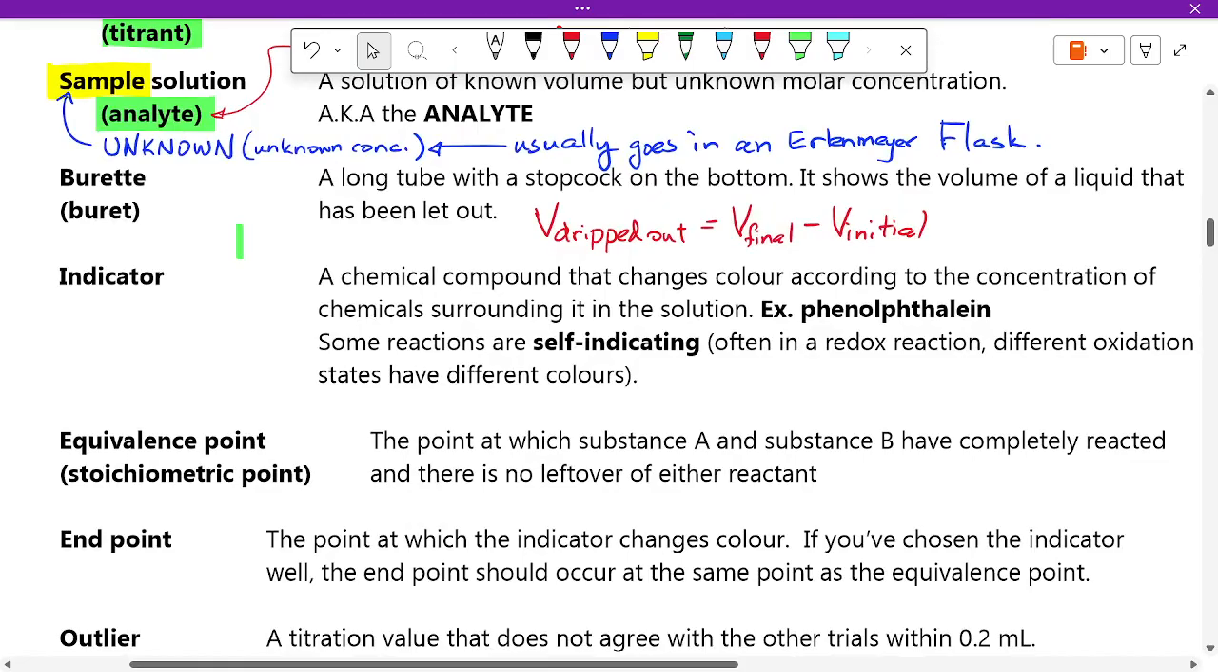Like I said, we've got a clear colorless solution. How are we going to know when the reaction is done, because we get a clear colorless solution at the end? What we need is an indicator. An indicator is a chemical compound that changes color according to the concentration of the chemicals surrounding it. For example, in the titration we did last year, phenolphthalein turns pink in base.